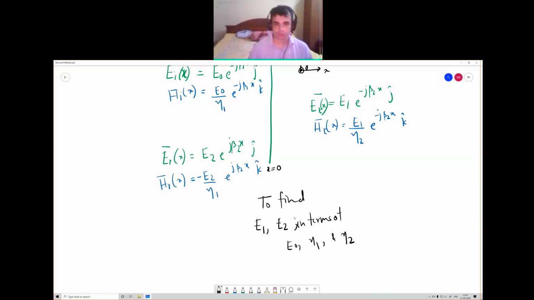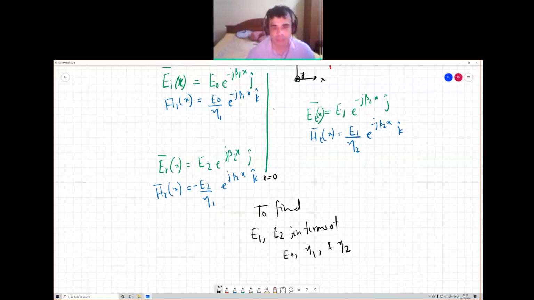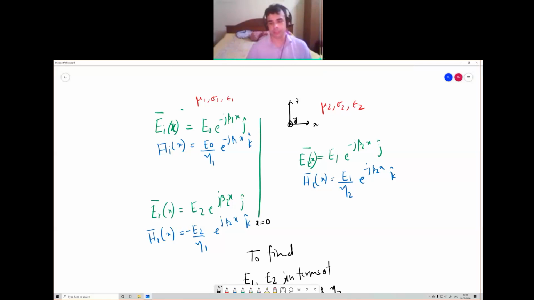Normal to the surface. Why? The electric field is along the y direction, and the plane is the yz plane. So will it be normal or tangential? Tangential. So the tangential component of the electric field is continuous.